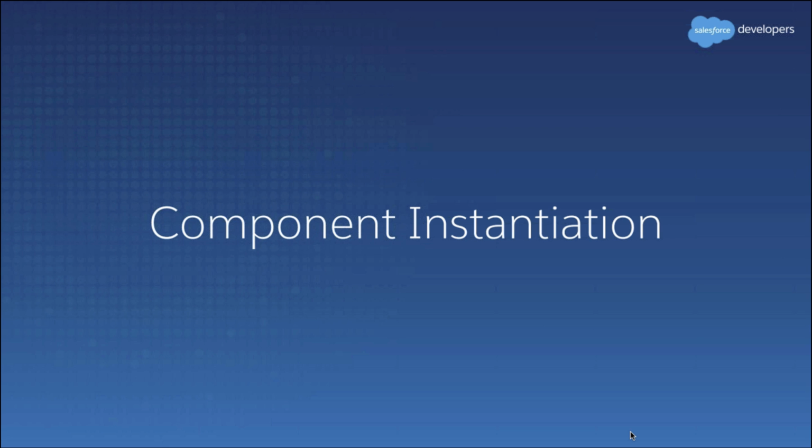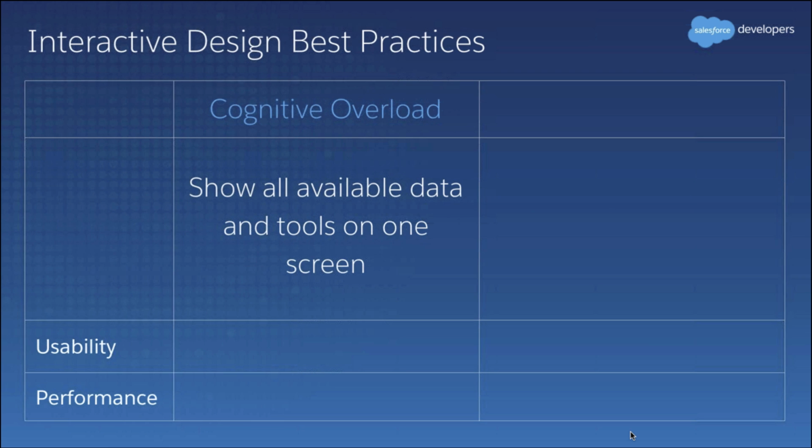Okay, let's shift gears a little bit and focus on component instantiation, which can also have a big impact on performance. So when you start with an application composition framework, when you start building components, it's really easy to be tempted to throw everything you have on the screen, to basically show every single component that you have related to an object on the screen just because it's cool.